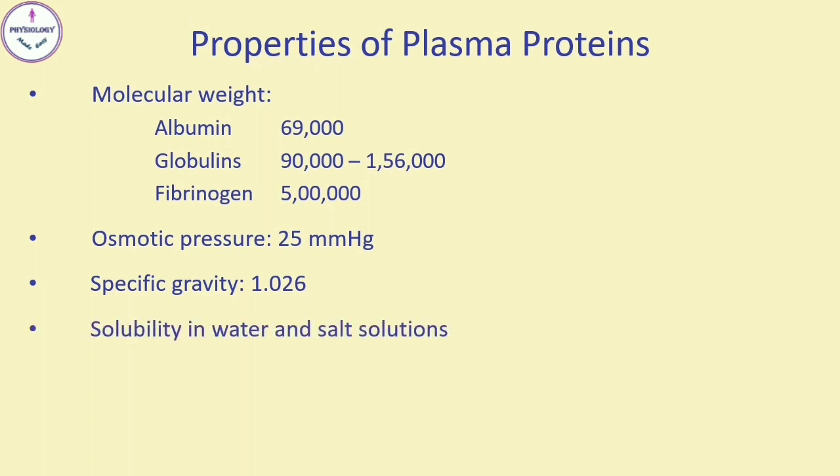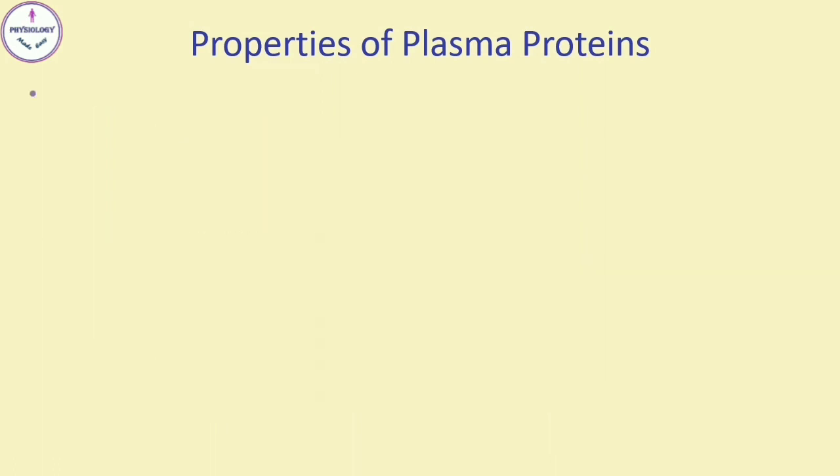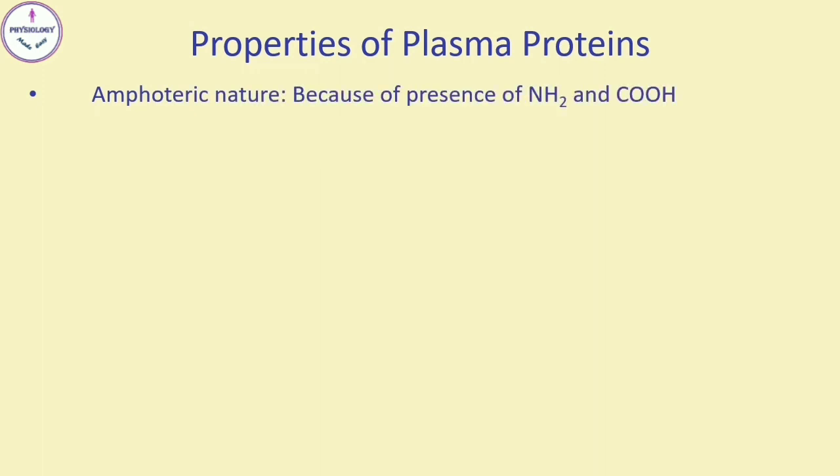Next, properties: solubility in water and salt solutions. So, albumin is soluble in distilled water, whereas globulins and fibrinogen, they are insoluble in distilled water, but they are soluble in dilute salt solutions. Next is their amphoteric nature. Amphoteric compound is a compound which can act as both as an acid as well as a base. It is possible because of the presence of NH2, that is amine group, and COOH, that is carboxyl group.